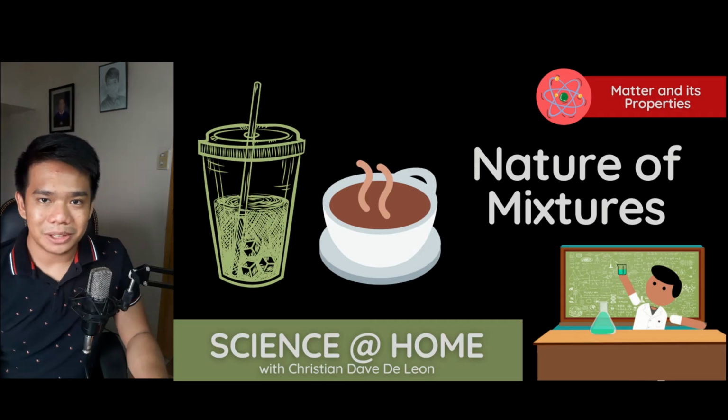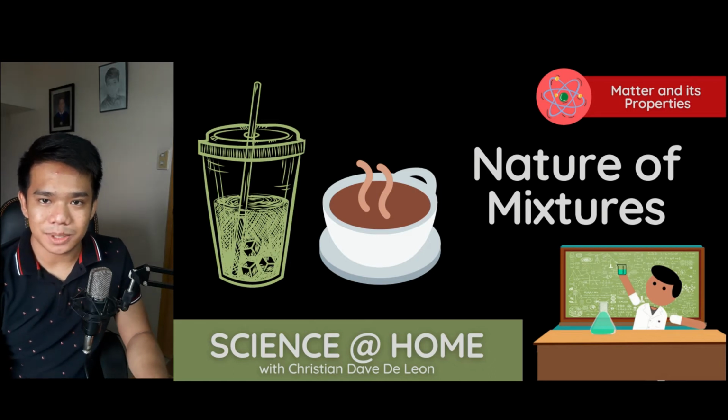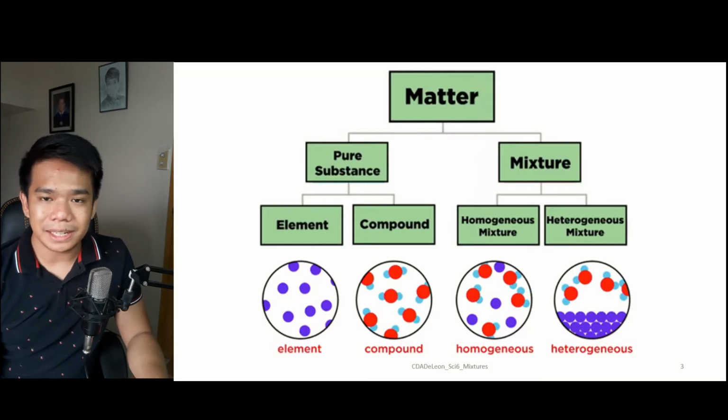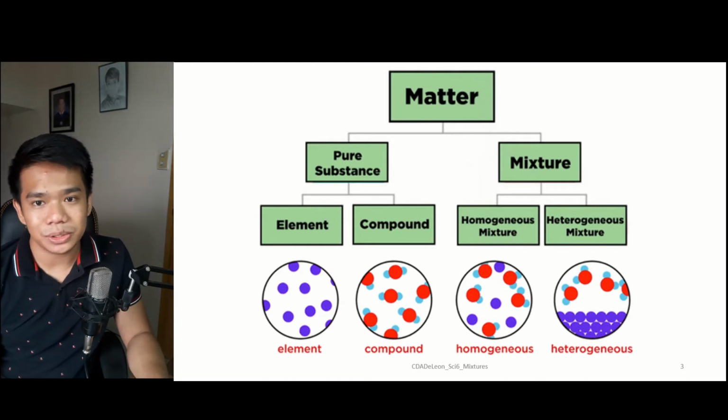Hi everyone, welcome back to Science at Home, and for today we're going to be discussing the different chemical systems of matter, in particular the nature and classifications of mixtures. As you can see right here, matter can be classified as either a pure substance or a mixture, in which pure substances include elements and compounds. Meanwhile, mixtures can be classified as either homogeneous or heterogeneous mixtures.